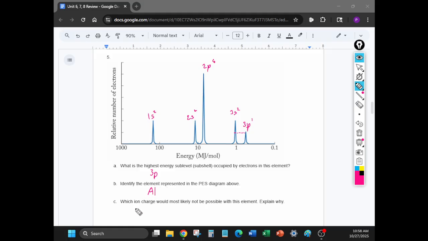Got it. Aluminum. Alright. So, which ion charge would be most likely not possible with this element? And explain why. So, we're going to look at what's not possible. So, if you think about aluminum, what is the ion that aluminum wants to form? +3. Good. Okay, it wants to lose the third. So which one is the most unlikely? It's going to be aluminum +4 because you're going to be breaking up that happy valence shell.